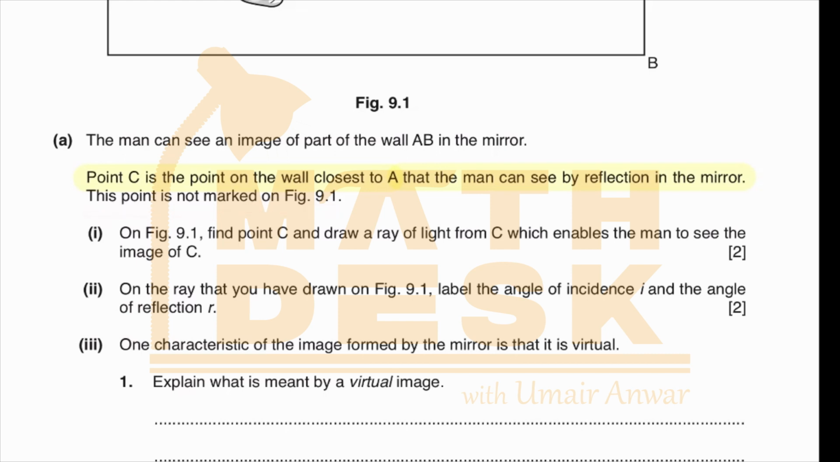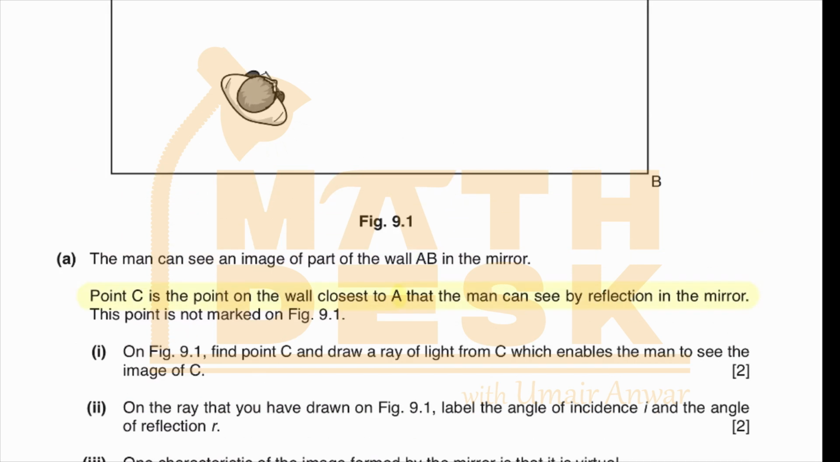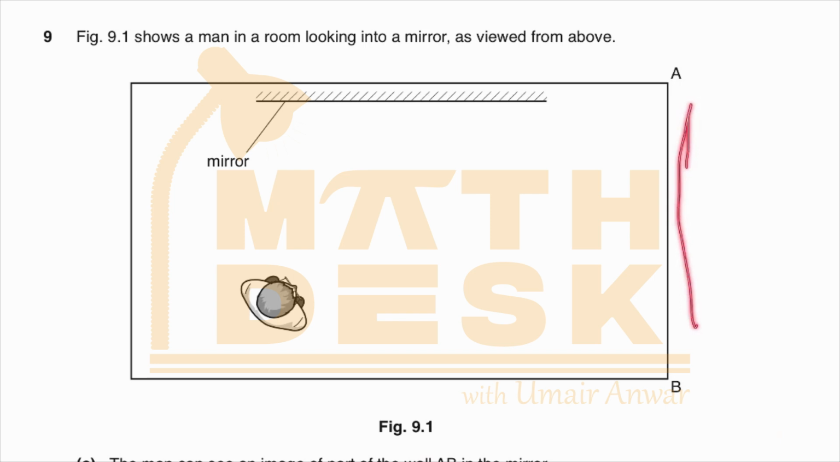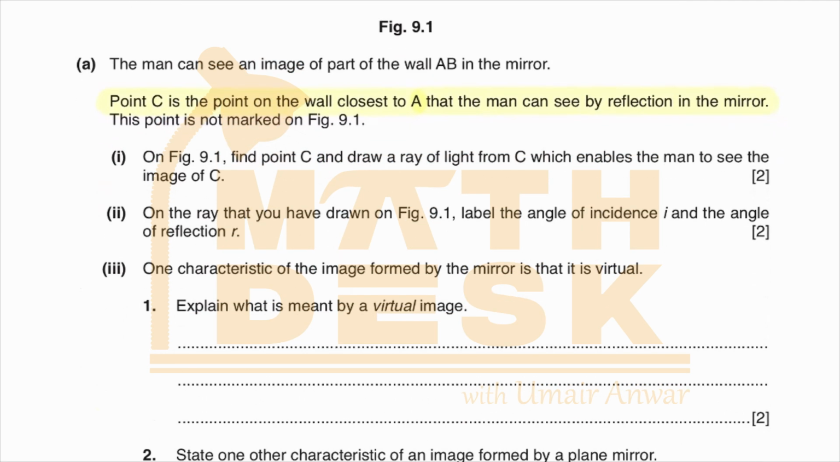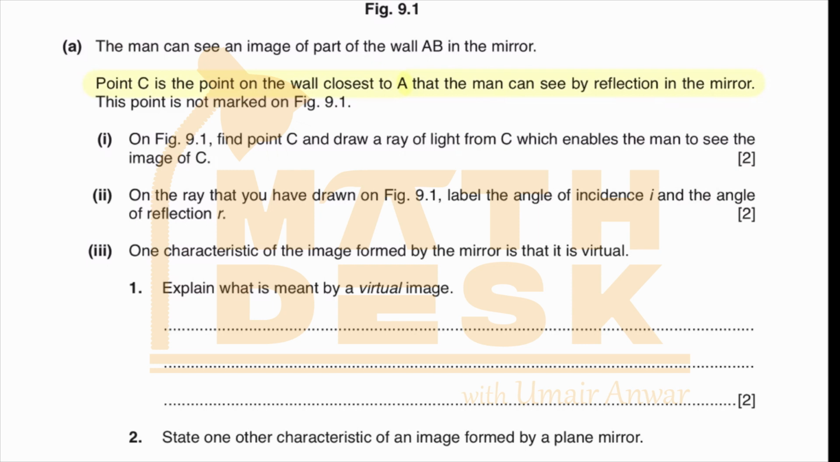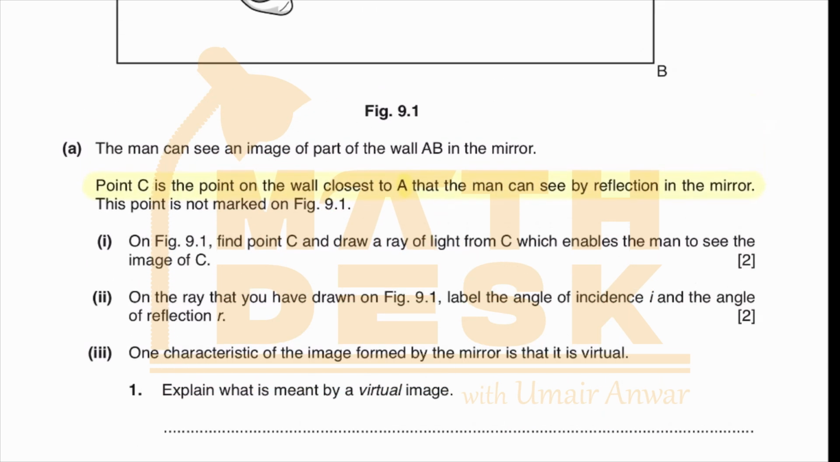On figure 9.1, find point C, draw a line of light from C which enables the man to see the image of C. So we have to mark a point on this wall somewhere, and then when the point is marked, a ray would be generated and would be reflected from the mirror and enters the eye of this man so that he can see the image of C. On the ray that you have drawn on figure 9.1, label the angle of incidence I and the angle of refraction R. So we have these two parts which include this drawing, and in combined they are of 4 marks.